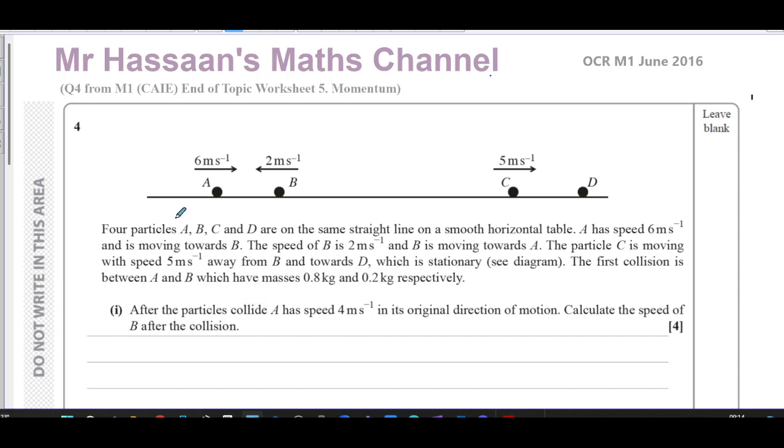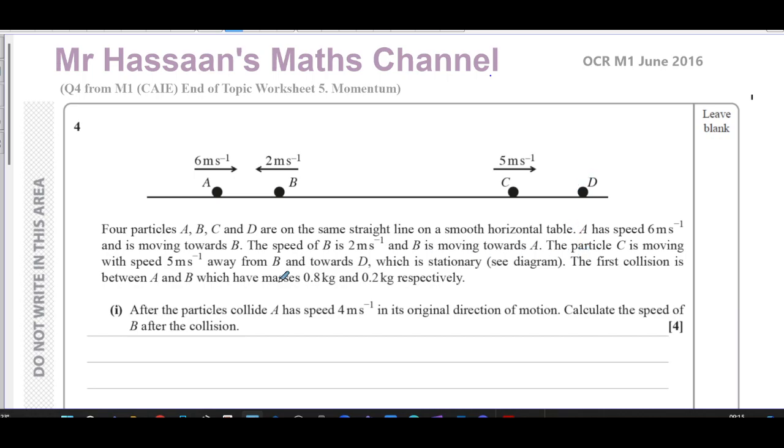And here we're told about 4 particles A, B, C, and D, which are on the same straight line on a smooth horizontal table. So there's no friction or anything like this. A has a speed of 6 meters per second and is moving towards B. B has a speed of 2 meters per second and is moving towards A. The particle C is moving with speed 5 meters per second away from B and towards D, which is stationary. So D is not moving, it's stationary.